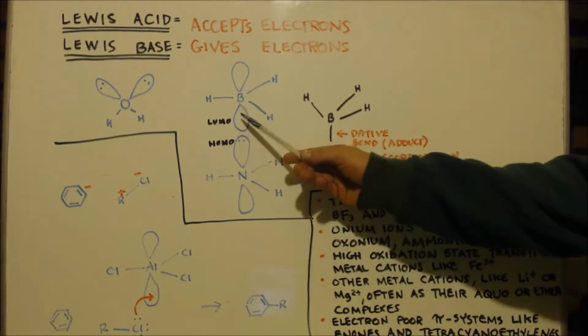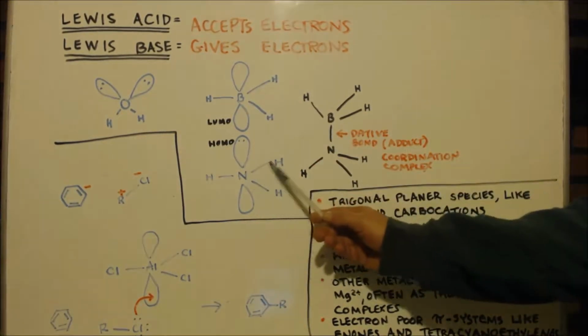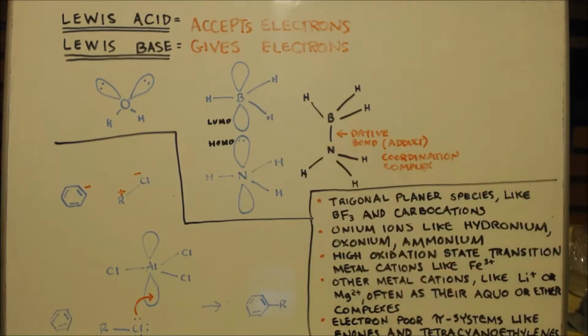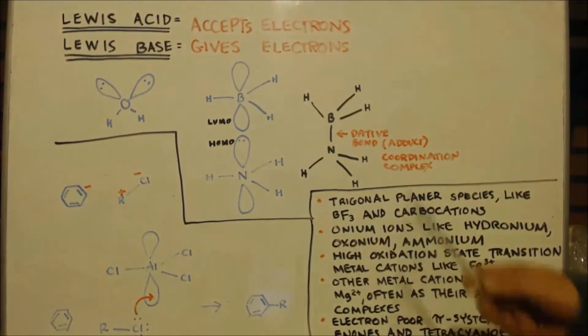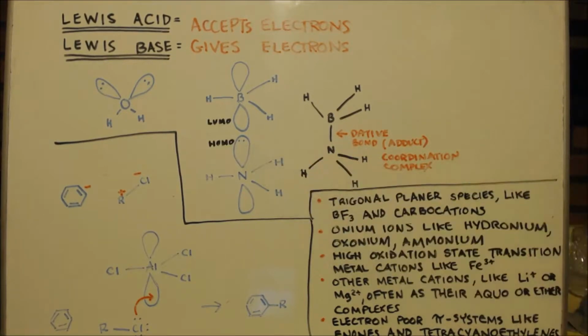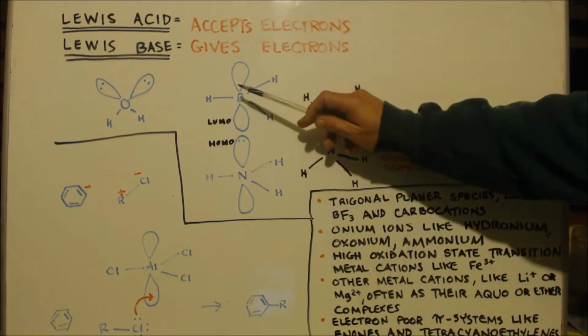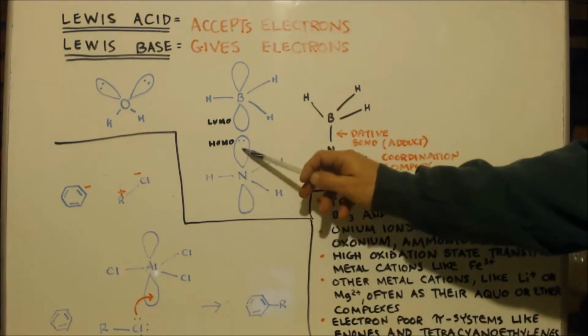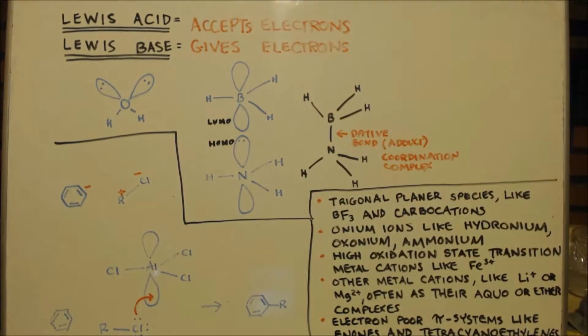And when one entity gives 2 electrons to form the bond, because you notice in these bonds, the nitrogen gives 1 and the hydrogen gives 1. The boron gives 1, the hydrogen gives 1. Oxygen gives 1, the hydrogen gives 1. But in this bond right here, both electrons are coming from the nitrogen, so it's considered a dative bond, an adduct, a coordination complex. This is your acid, this is your base. This accepts these electrons, this gives these electrons away. It's that simple.